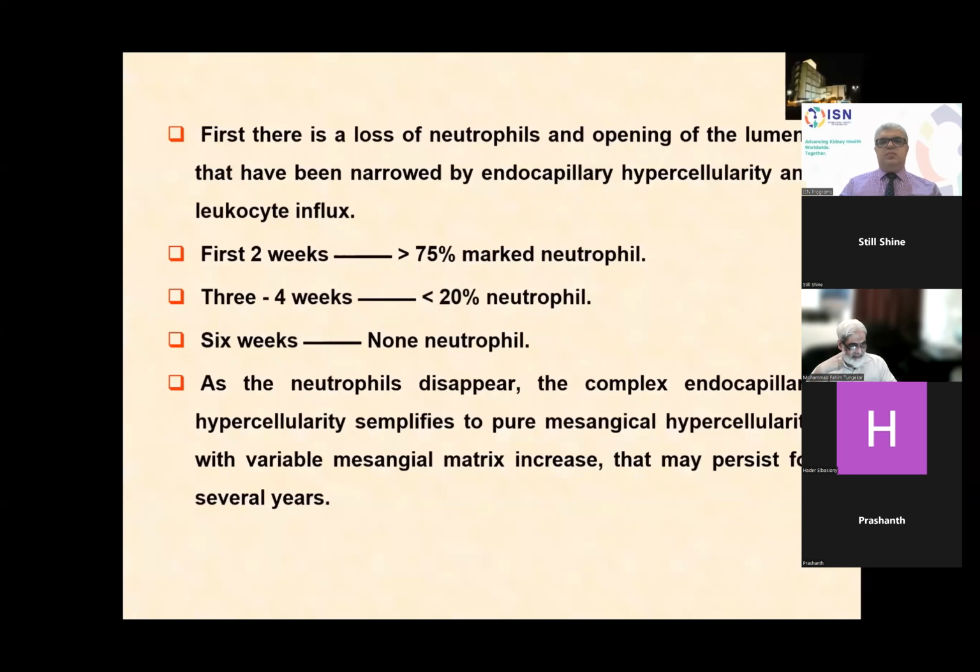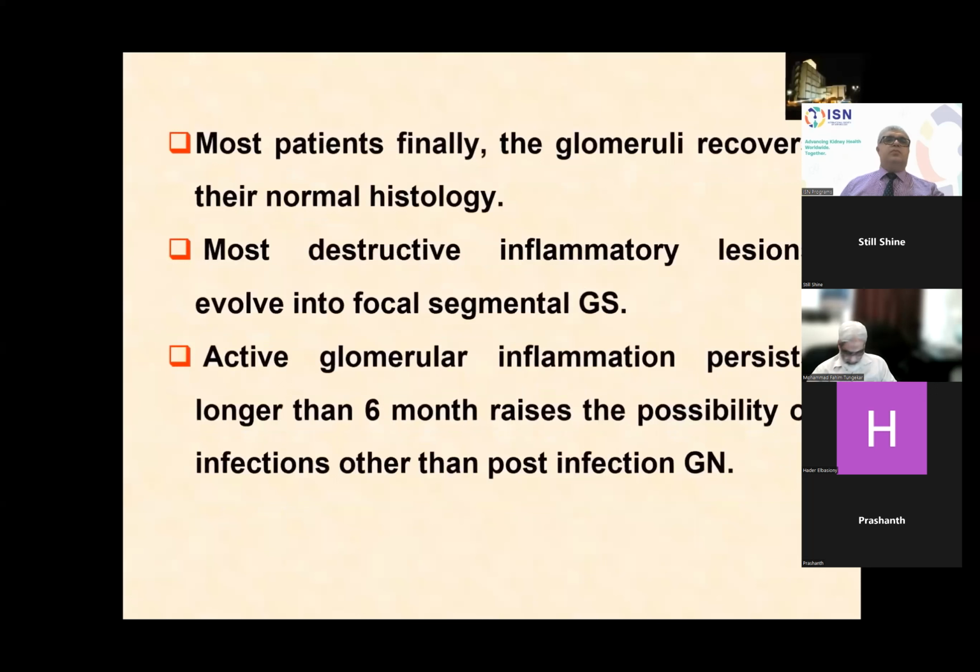As the neutrophils disappear, the complex endocapillary hypercellularity simplifies to pure mesangial hypercellularity with variable mesangial matrix increase that may persist for several years. Finally, the glomeruli recover their normal histology, and most destructive inflammatory lesions evolve into focal segmental patches of sclerosis, and this is the healing stage. Active glomerular inflammation that persists longer than 6 months raises the possibility of an infection other than post-infectious glomerulonephritis, because this condition has a self-limited and short course.